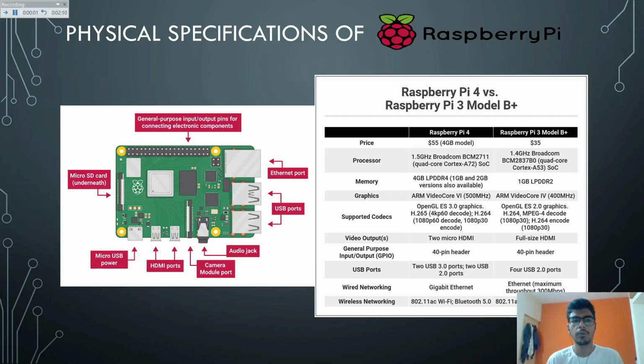We're going to learn now about the specifications of Raspberry Pi. As you guys can see, there are Ethernet ports, USB ports, audio jack, camera module ports, HDMI ports, micro USB power, micro SD card slot, and general purpose input and output pins for connecting electronic components. So basically, this is just a normal motherboard but compact in size. It has each and every functionality a normal computer needs, but in the palm of your hand.